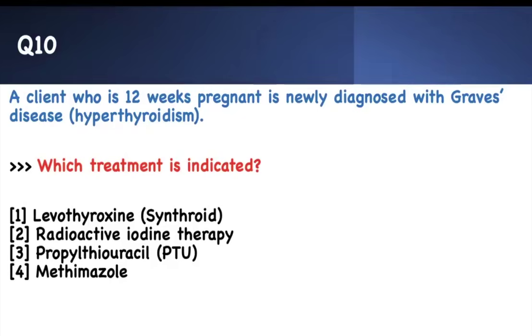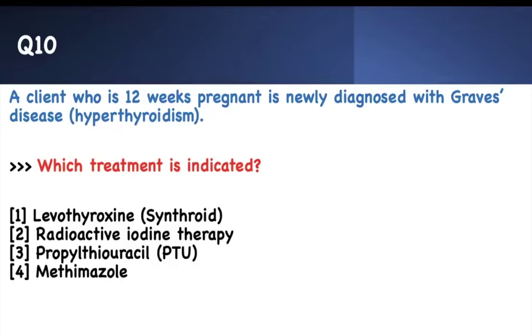The content is what? Graves' disease, you have too much thyroid hormone. We've got to slow you down. Which medication are you going to use? Number one, think about it. Levothyroxine is thyroid hormone. The patient already has too much thyroid hormone. Why do you want to give them more thyroid hormone? Wrong answer.